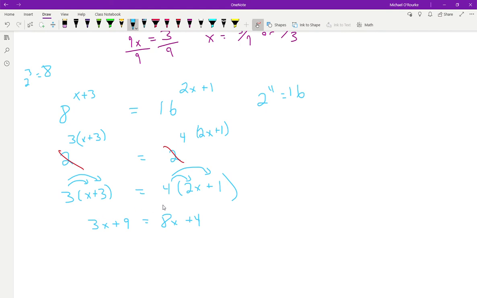Then I need to rearrange. So I'm going to bring the 3x over there. I'm going to bring this 4 over here. So it's going to be 9 minus 4 equals 8x minus 3x, which is going to equal 5 equals 5x. Divide by 5, divide by 5. X equals 1. And there's our answer for that one.